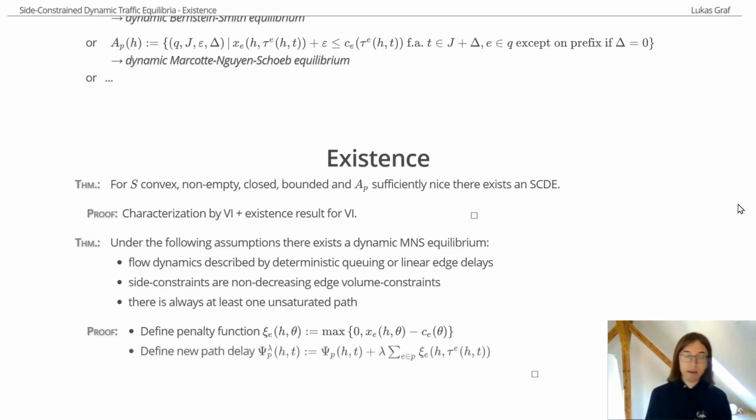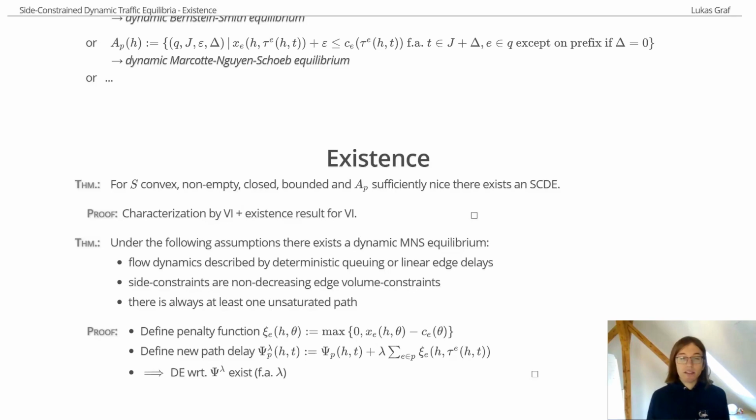And then we add this penalty to our effective path delay operator, right? So the effective path delay is now just the sum of the original cost of the path plus the penalty. And the penalty is actually scaled by some parameter lambda here. And now with this new path delay operator, we can consider this as an unconstrained dynamic equilibrium problem. And by the known existence results for those, we get existence of unconstrained dynamic equilibria for each of those new path delay operators, so for every lambda.